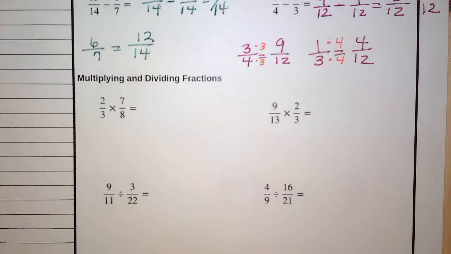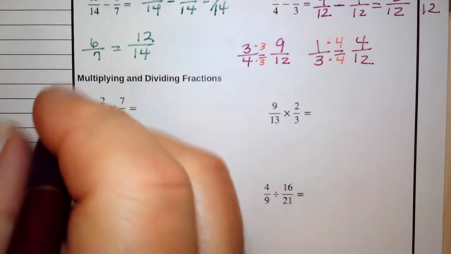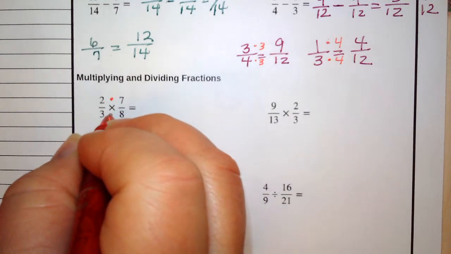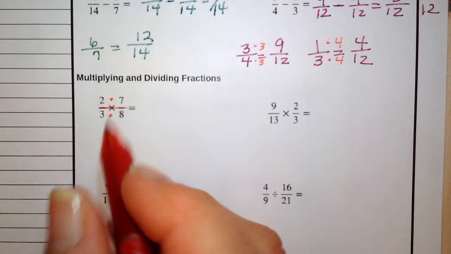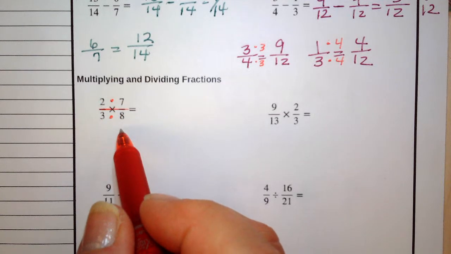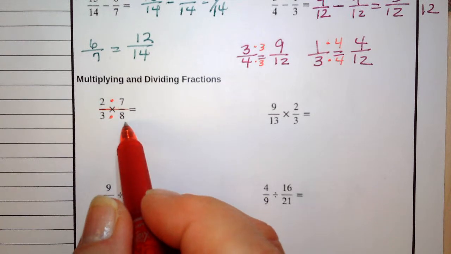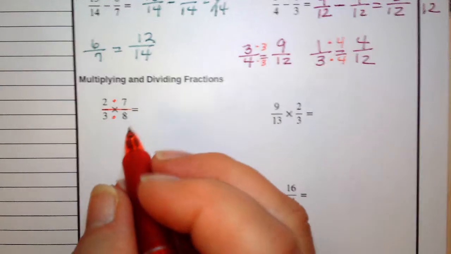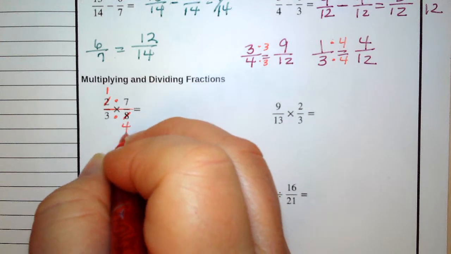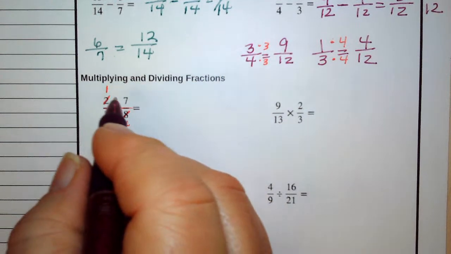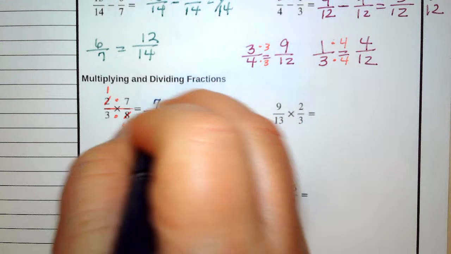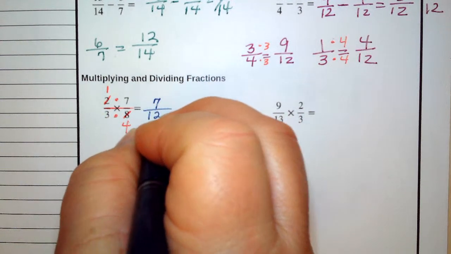Multiplication is the easy one. So I'm going to pretend like there's a line here going straight across. I look top and bottom. Do I have any common factors? I've got a 2 on top, I've got 8 on the bottom. 2 will divide evenly into 8. 2 divided by 2 is 1. 8 divided by 2 is 4. So 1 times 7 is 7. 3 times 4 is 12.